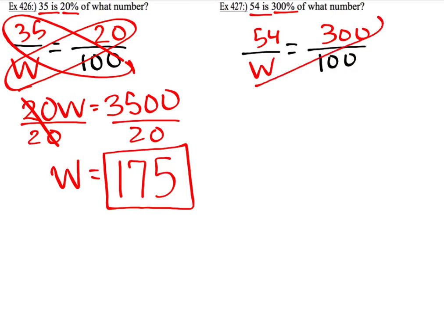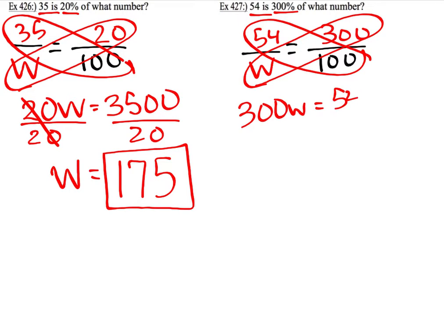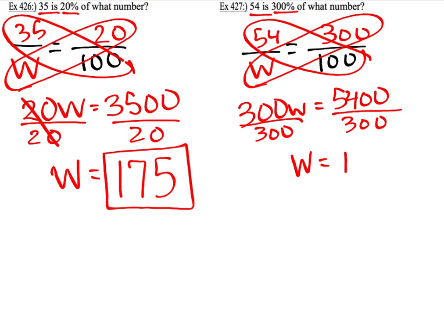I will go ahead and do the cross products here though. 300W equals 5,400. We can go ahead and divide by 300. And W equals 5,400 divided by 300, and you get 18. That means that 54 is 300% of 18.